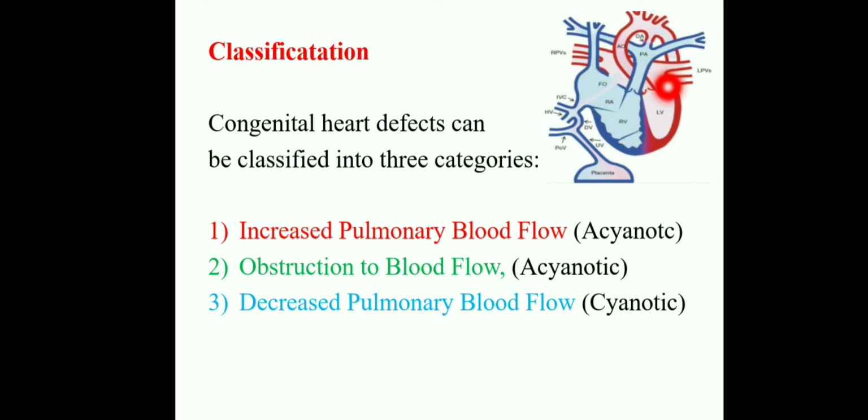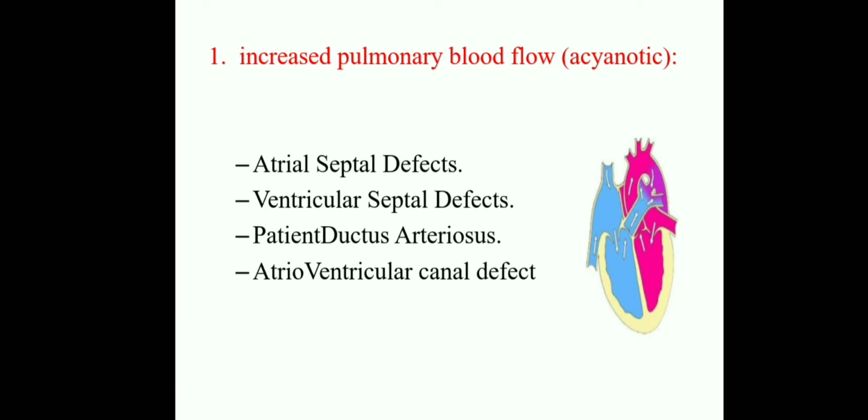So the child is having mixed blood, that is deoxygenated and oxygenated blood. So the child is having cyanosis. So in the right to left shunt only we will identify the cyanotic conditions. Okay, this is about the classification.